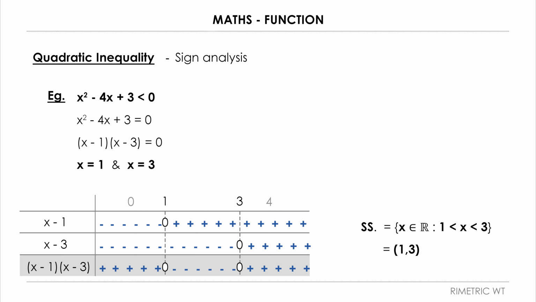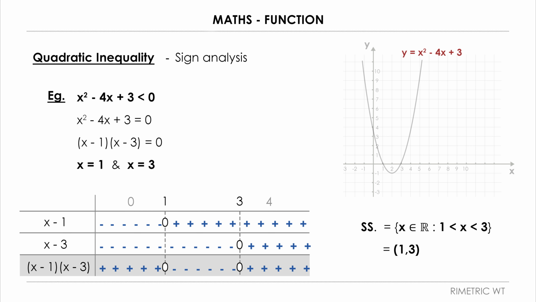Since the inequality is strictly less than, the solution must be expressed using an open interval. On the graph, the solution corresponds to the interval where the graph lies below the x-axis, or equivalently, where the values of y are negative, as shown on the screen. With that in mind, let's move on to our next topic and see how we can graph a quadratic function.